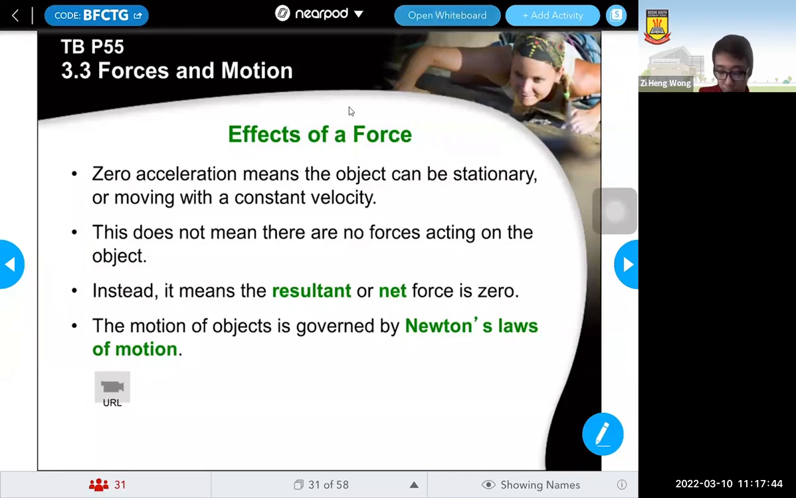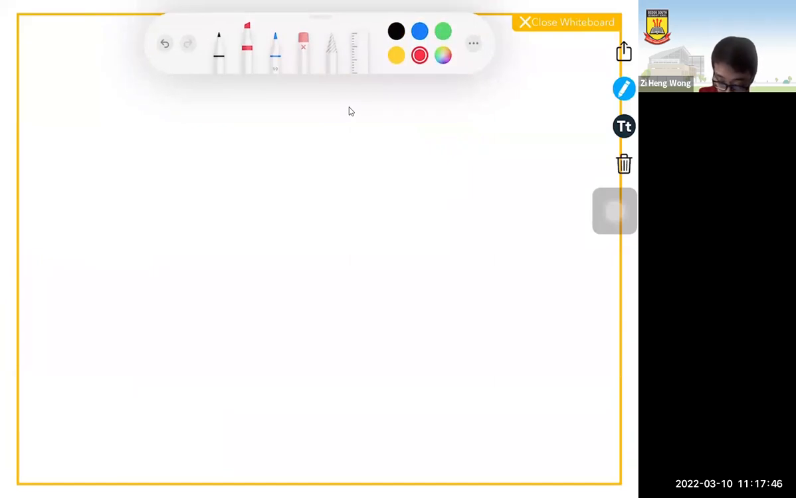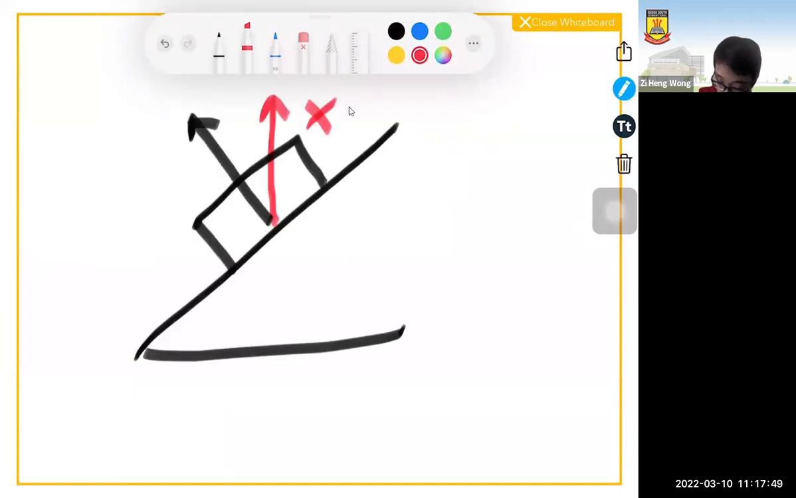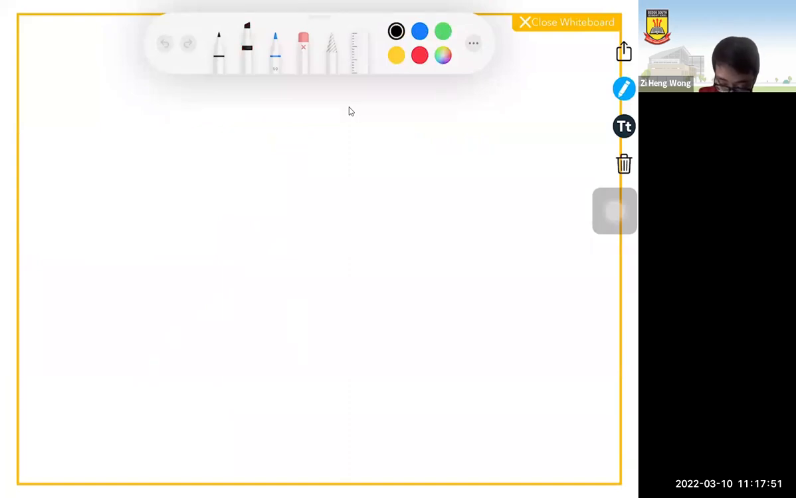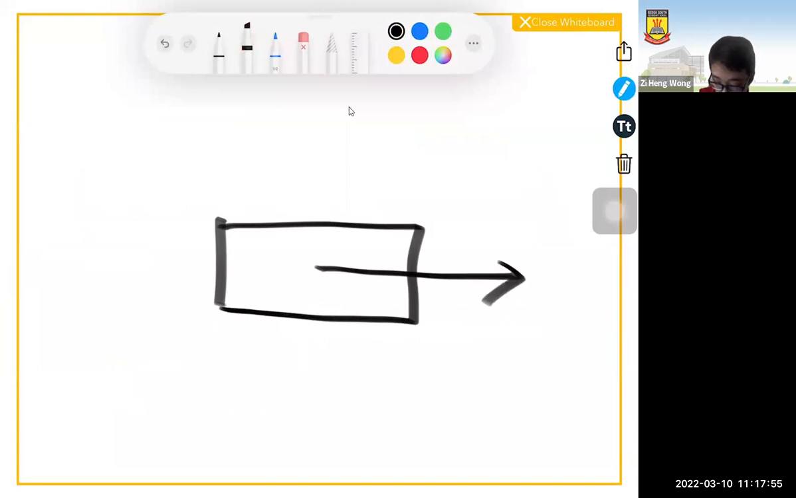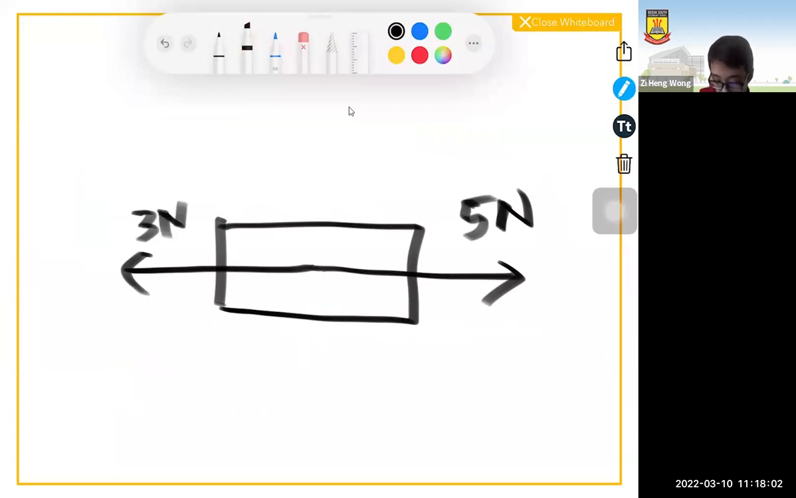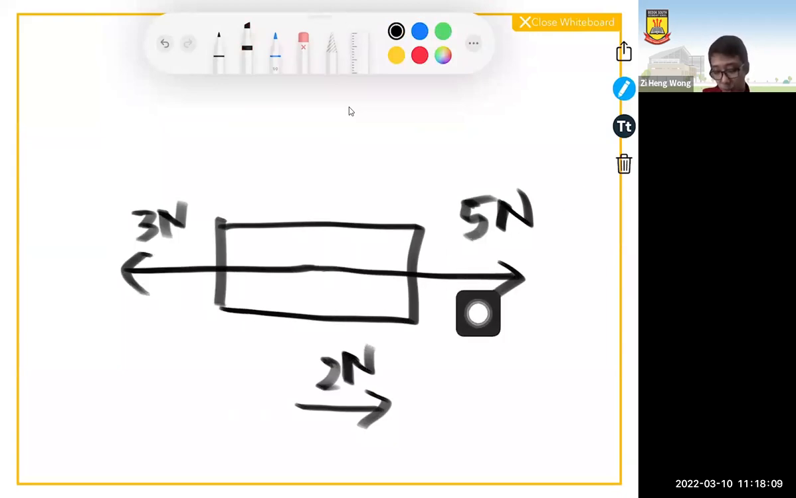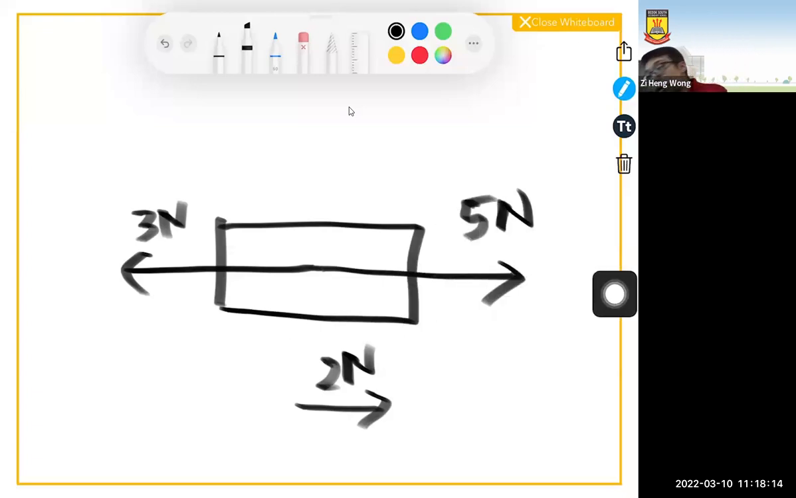For example, let's say I have an object. I have a force acting to the right, 5 newtons, and a force acting to the left, 3 newtons. What is the resultant force? The resultant force will be a 2 newton force to the right. The 3 newton force is countered by the 5 newton force, and overall it is as good as just having a 2 newton force acting to the right.